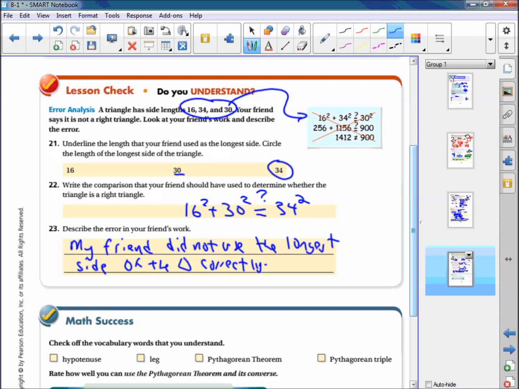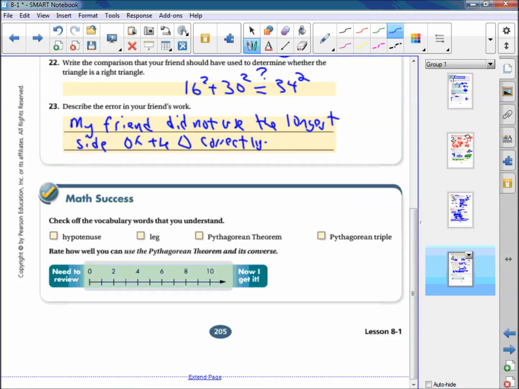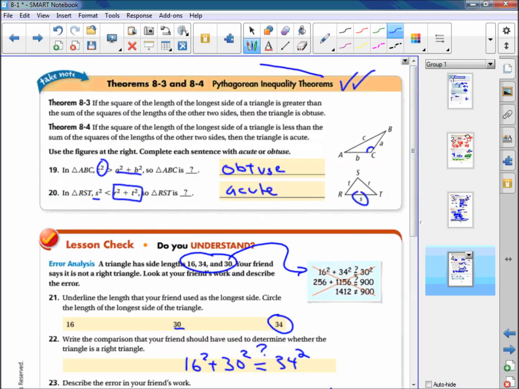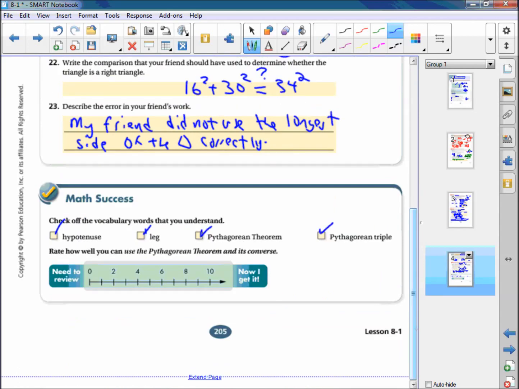Okay. All right, so check off the vocabulary words that you understand. We have hypotenuse, leg, Pythagorean theorem. These should all be old news for you, okay? Pythagorean triple should be a new one. And then you should also know about the Pythagorean inequality theorem up here, okay? That's probably new for you also. So you need to be able to tell, is it going to be acute or obtuse tomorrow, all right? So rate how well you can use the Pythagorean theorem and its converse, and you should be up here by now. All right, I'll see you in class.